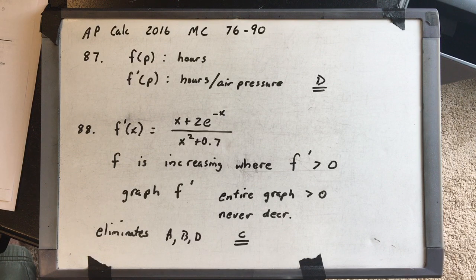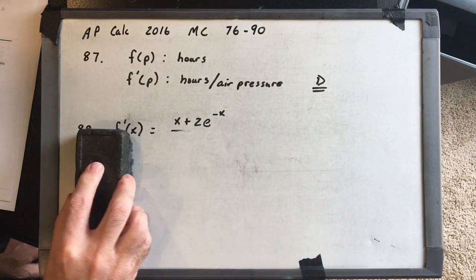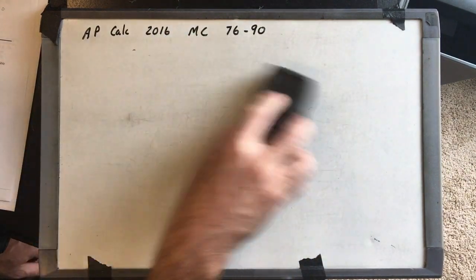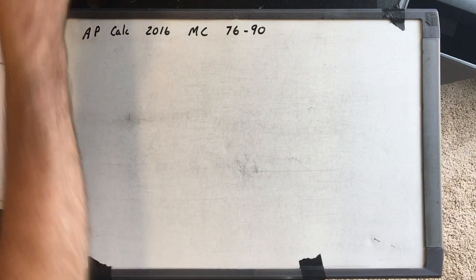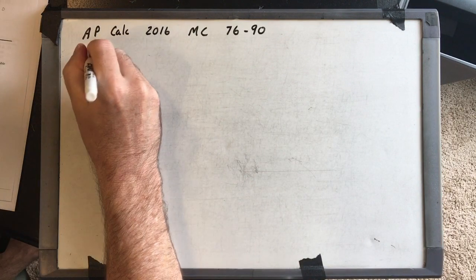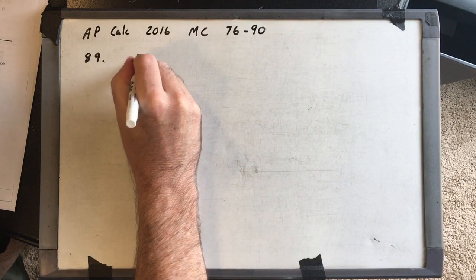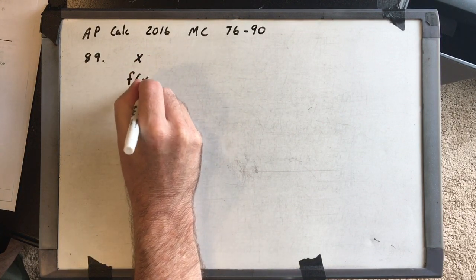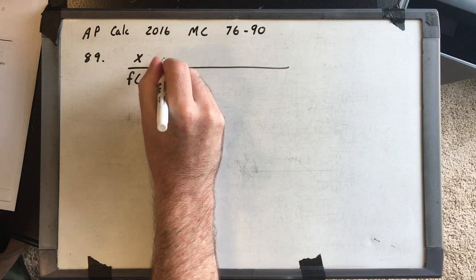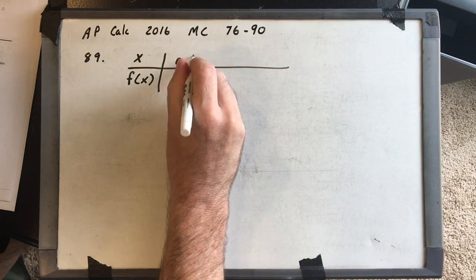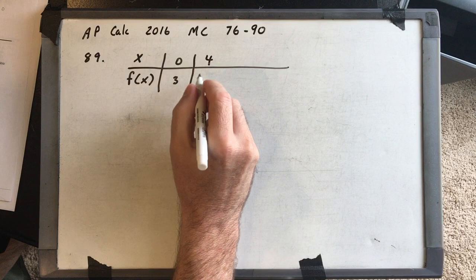All right, it says negative infinity to infinity, the thing is increasing. So it goes up to the sky forever. All right, we're almost done. Only 2 more to work in this video. Number 89. I'm going to go ahead and write out that table because it won't take me long. It'll be easier for you to see.